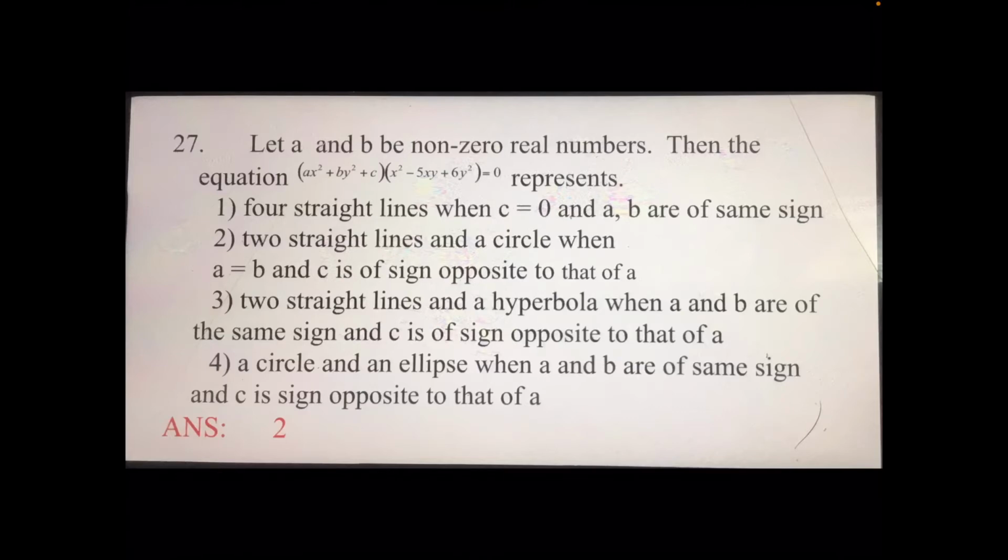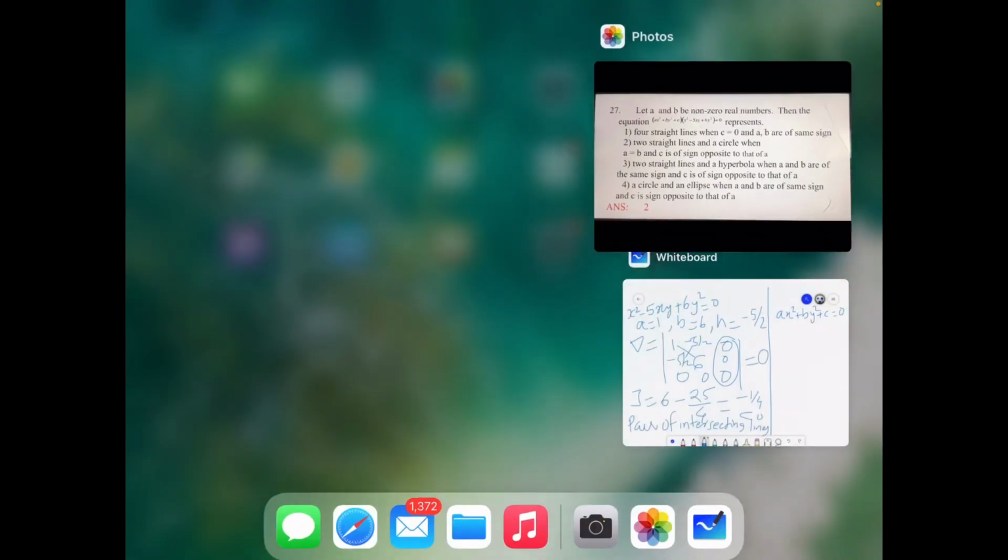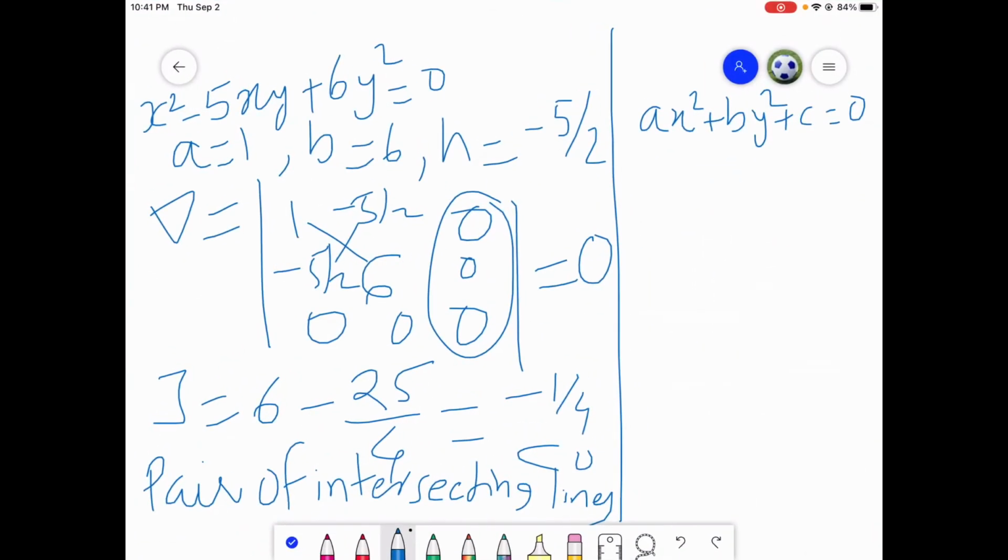Okay, although answer is given, don't look at the answer. Sometimes the answers are wrong. Okay, now let's take case number 1 because we need more data for a, b, c, right? So what do they say? When c is 0 and a and b are of same sign. Cool. When c is equal to 0.